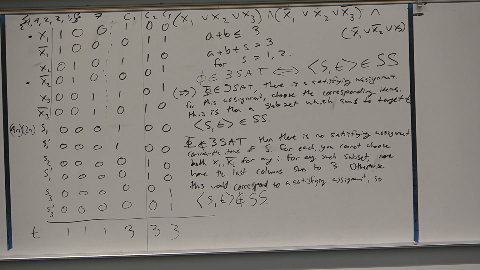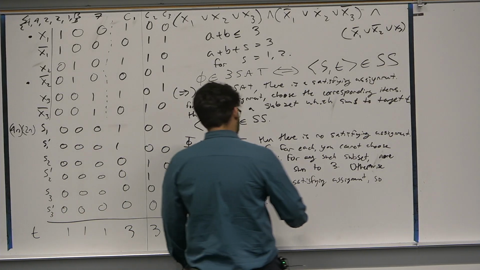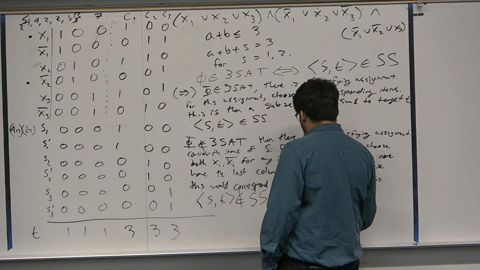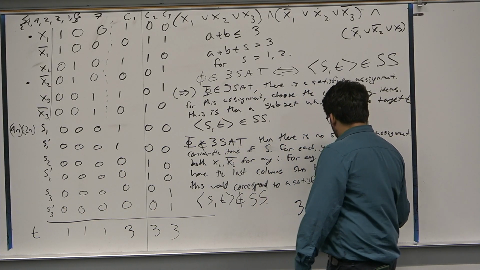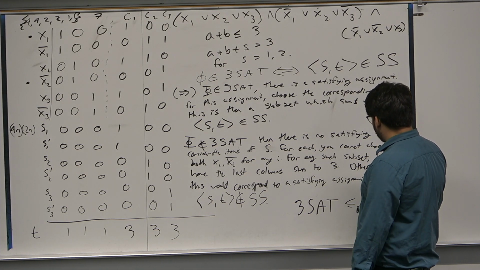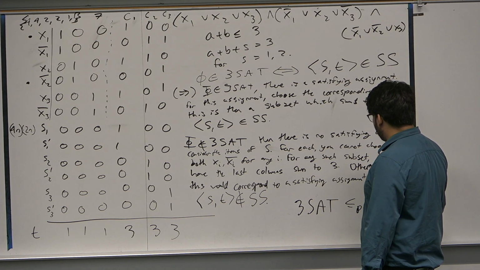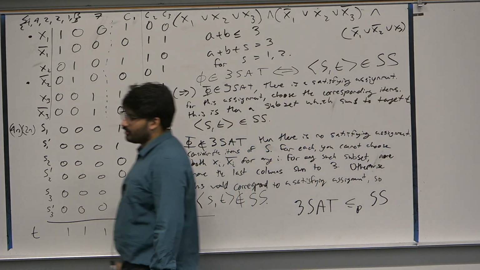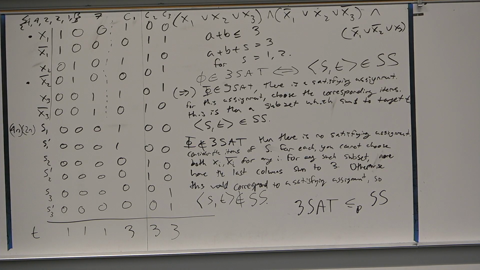So mapping the specific CNF to the specific set of items and a target takes polynomial time. Okay? That is sufficient for us to conclude that from 3-SAT we may perform a polynomial time reduction to subset sum. So subset sum is at least as hard as 3-SAT. We need to now prove subset sum is in NP.